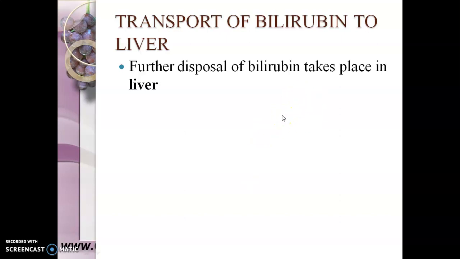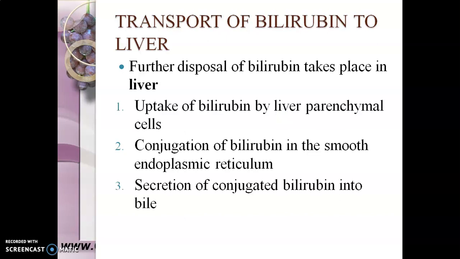In the liver, 3 steps take place. 1. The uptake of bilirubin. 2. The conjugation of bilirubin. 3. The final excretion of conjugated bilirubin into bile. So, uptake of bilirubin by liver parenchymal cells, conjugation of bilirubin in the smooth endoplasmic reticulum, and finally the secretion of conjugated bilirubin into bile.